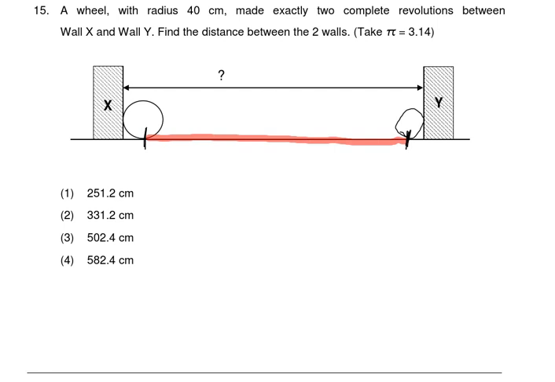So if you just count 2 circumferences, will you get the distance between the 2 walls? No, right? You are still missing this part, right? Yes or no? These 2 parts add up to the diameter of the wheel, right? The diameter of the wheel. So your answer most likely is missing 80 cm. Okay, your answer is most likely missing 80 cm.